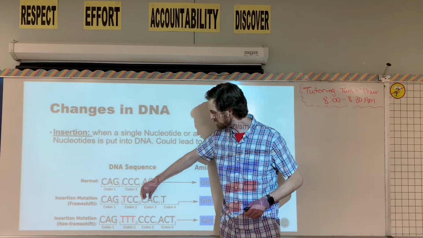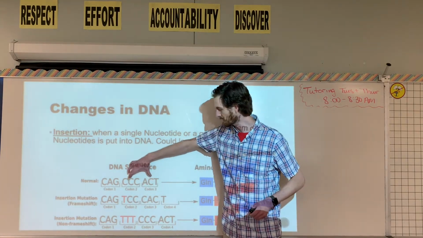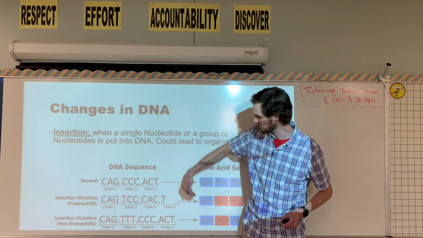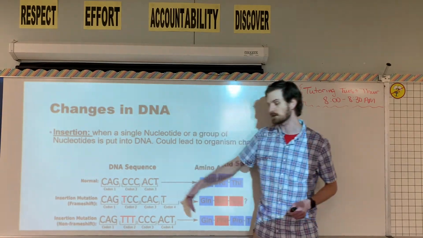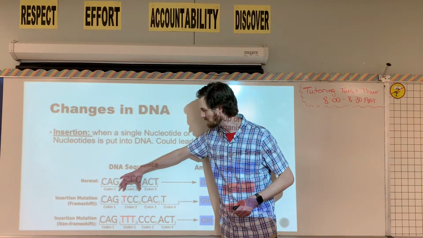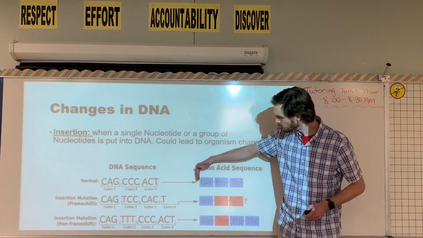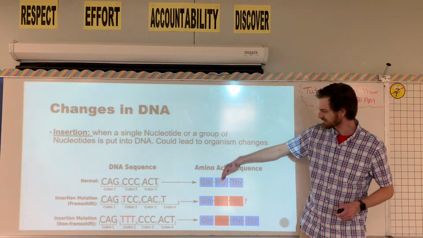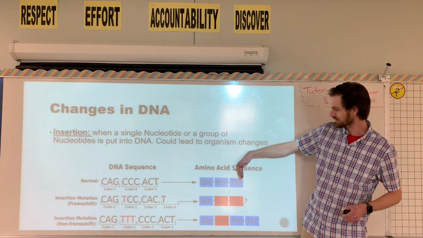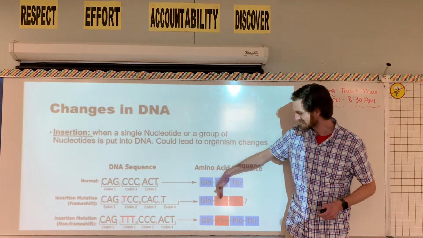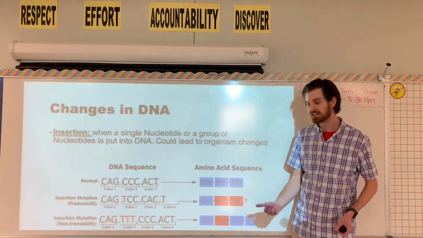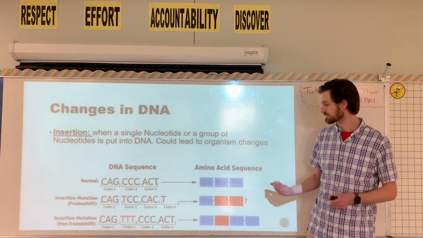Now everything that's coming after it is read differently. If you notice, everything got bumped to the side. So this is where the shift in the frame occurs, right? It's not reading it in the same groupings of 3 as it did before, now it's shifting it over. So as a result, instead of having glycine, proline, threonine like it's supposed to be, now it's glycine, serine, histidine. That might actually lead to some long implications for the protein.